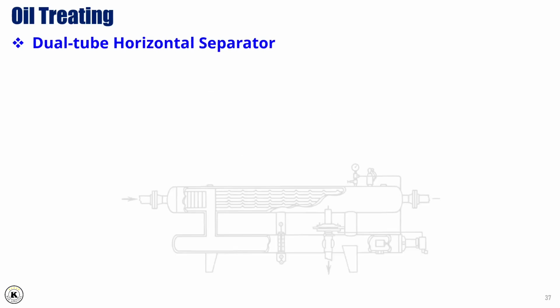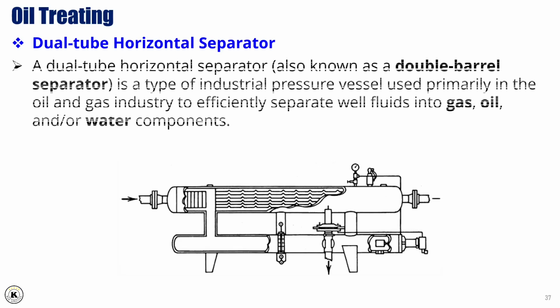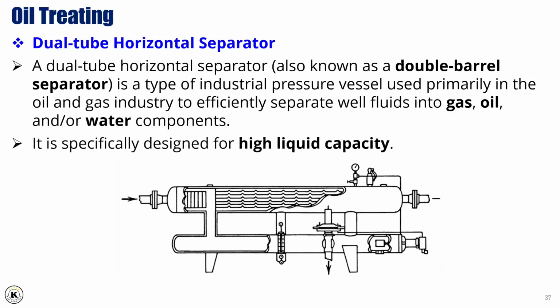Dual-tube horizontal separator. The dual-tube horizontal separator, also known as a double-barrel separator. This is a type of industrial pressure vessel commonly used in the oil and gas industry to efficiently separate well fluids into gas, oil, and water. What sets it apart is its design for high liquid capacity, making it ideal when large volumes of fluid need to be handled reliably.